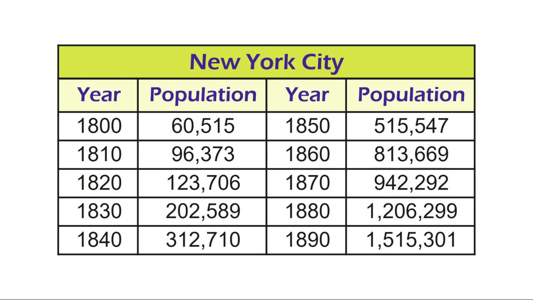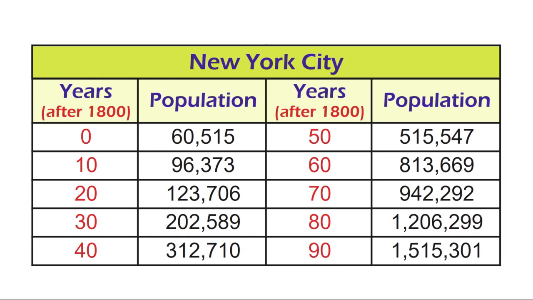So one thing that we often do, especially with data for years, is to change the numbers into years after a certain date. In this case, we'll change the years data to years after 1800. So that's going to make the 1800 into a 0, the 1810 into 10, and all the way up until the year 1890 becomes 90.